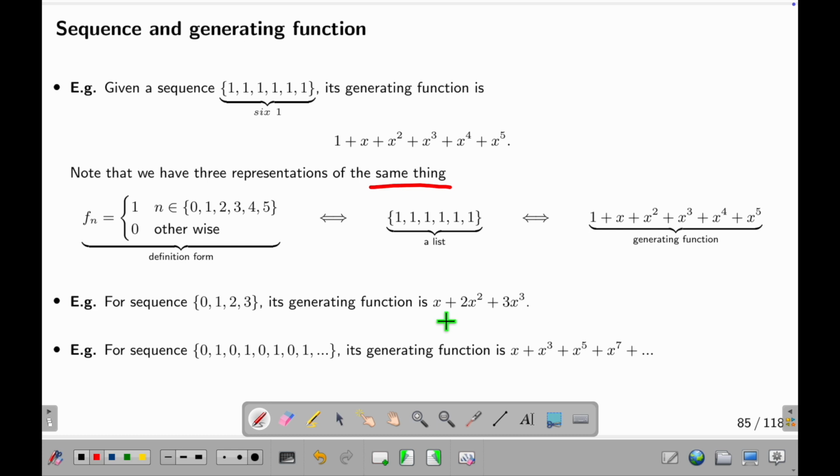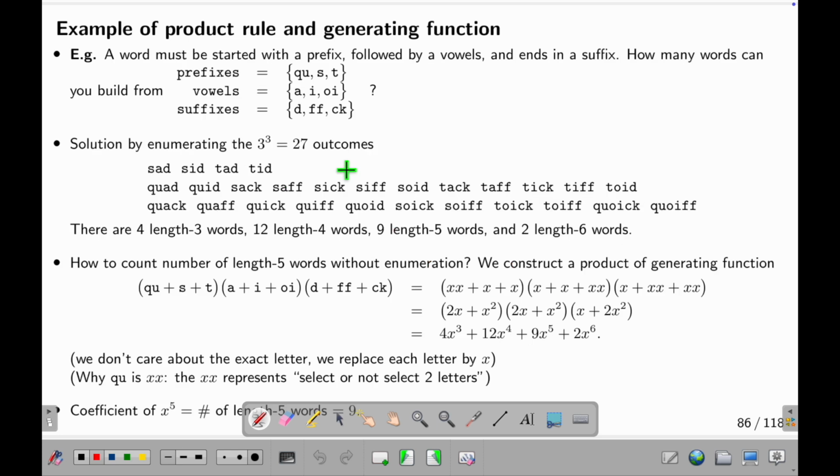And then, for example, what is this? X plus 2x squared plus 3x cubed. There's no x power 0, right? So we have 0, 1, 2, 3. What about this? 0, 1, 0, 1, 0, 1, 0, 1, 0, 1 is the same as all the odd powers added up together. Then what about 1, 0, 1, 0, 1, 0, 1, 0? All the even powers. Be careful, we start with x power 0.